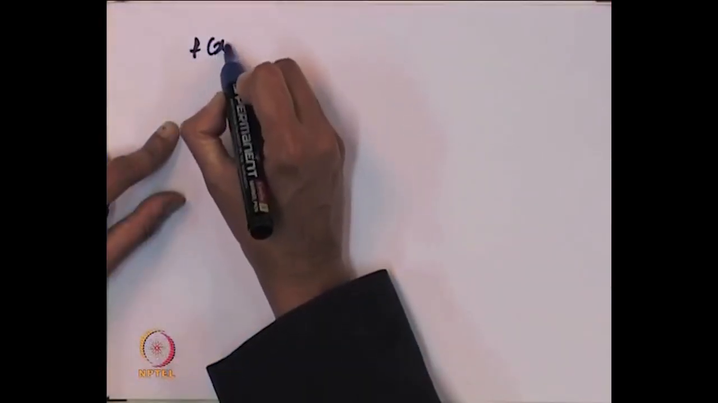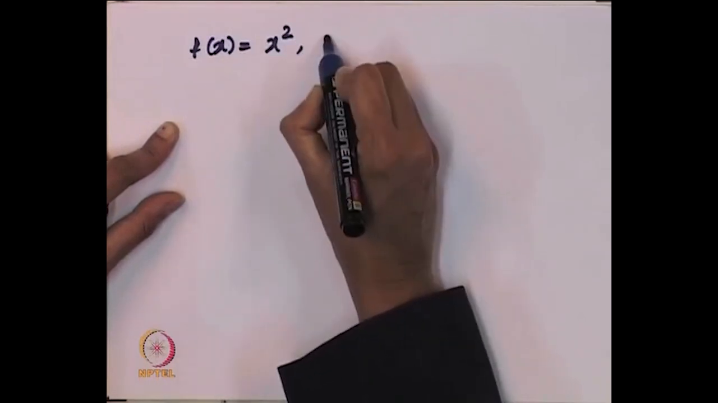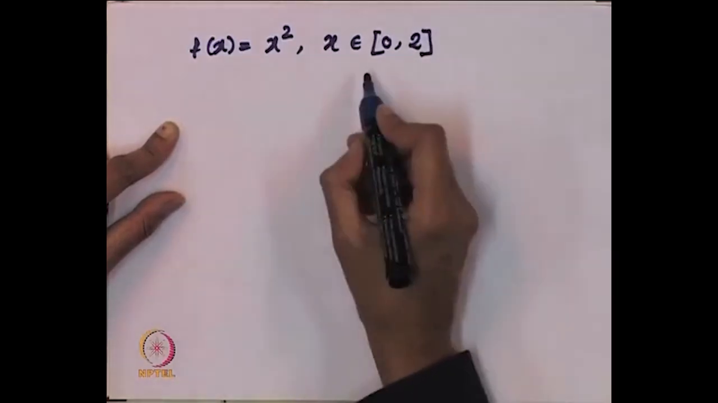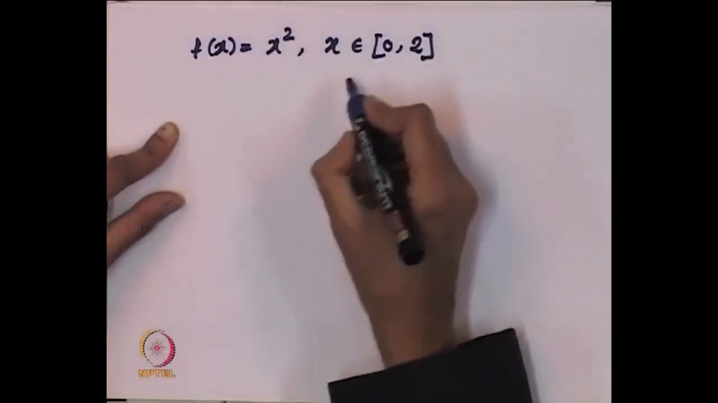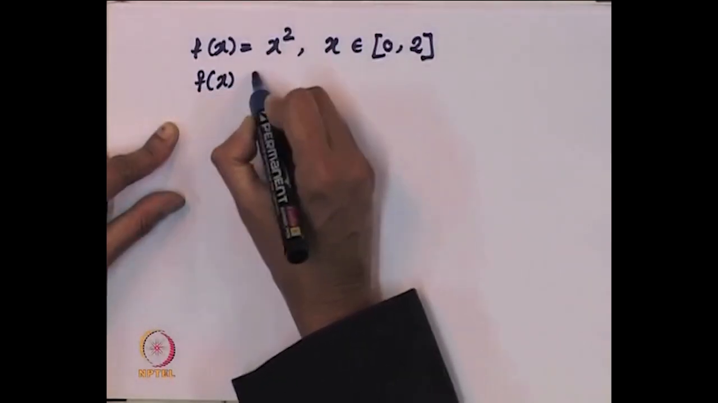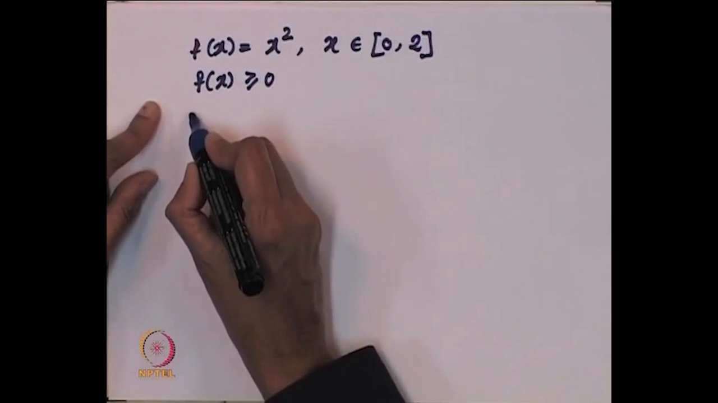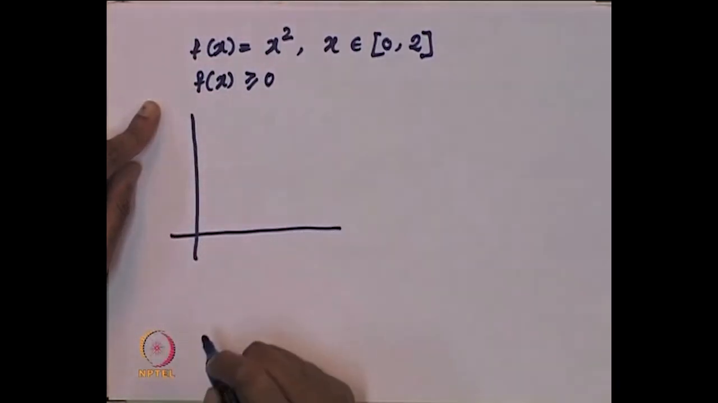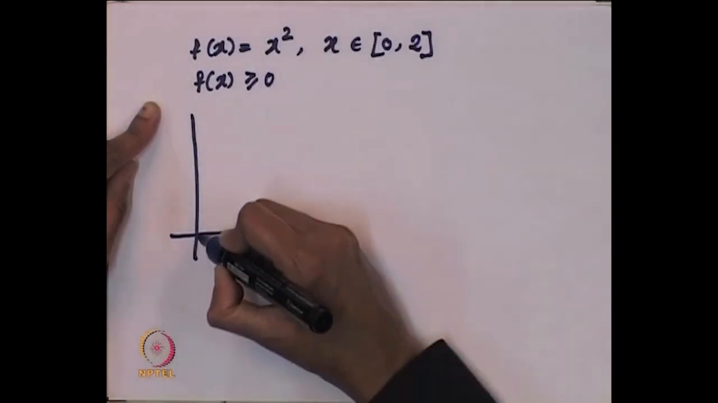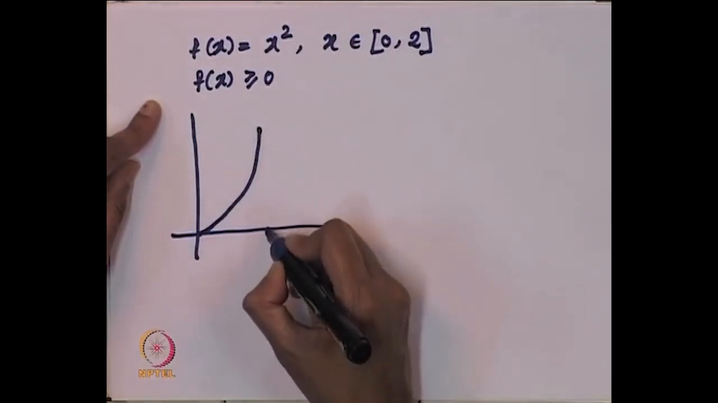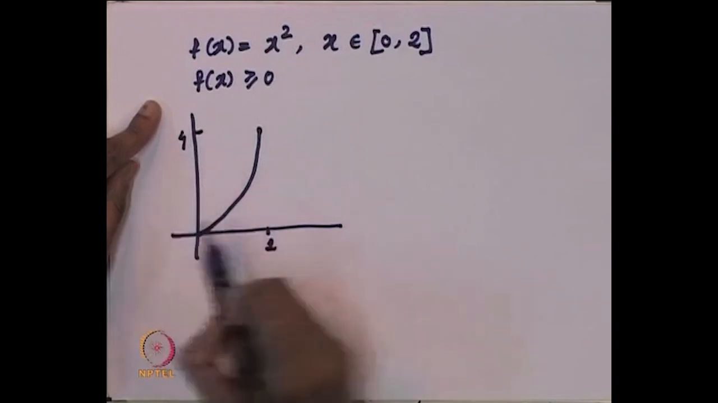So, we can look at a simple example. Look at f(x) is equal to x square, x belonging to the interval 0 to 2. So, clearly f(x) is bigger than or equal to 0 on this interval. Now, I am going to look at the interpolating polynomial. So, the graph of the function will be something like this. So, here at 2, it is going to take value 4.